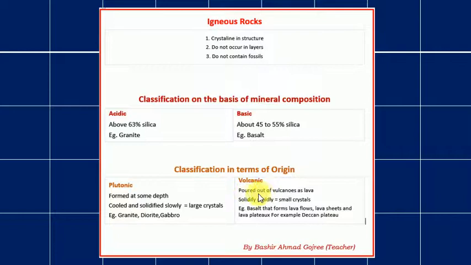Volcanic igneous rocks. These are poured out of volcanoes as lava. These solidify rapidly, due to which small crystals are formed. Examples are basalt that forms lava flows, lava sheets, and lava plateaus, for example, the Deccan Plateau.